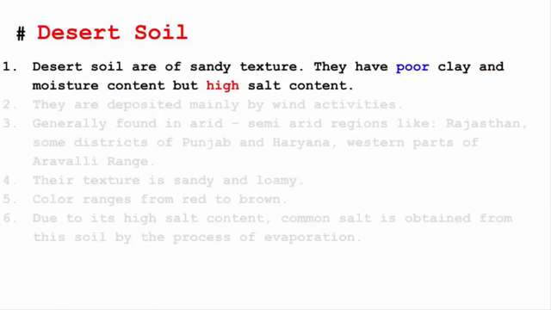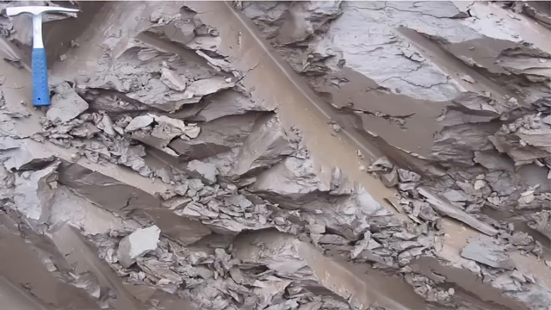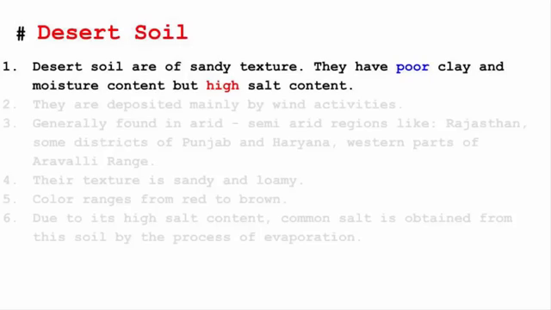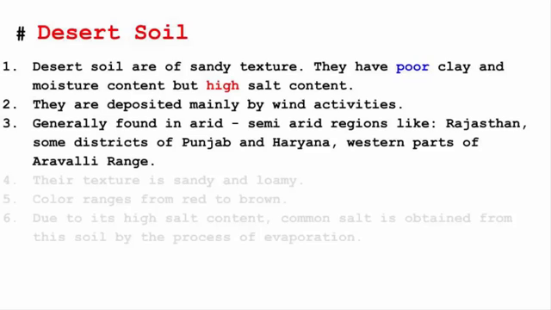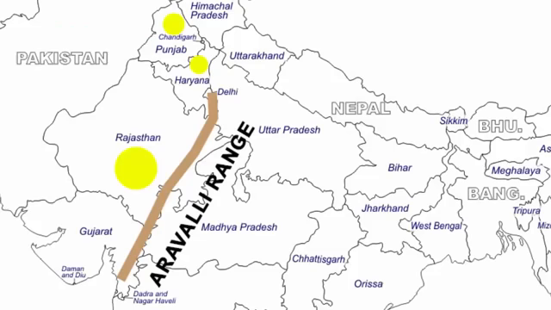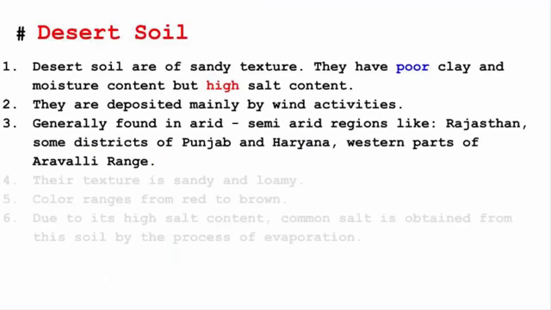Desert soil. We know it is of sandy texture, and the reason is the lack of clay content in it and moisture content. So clay is nothing but this sticky substance which holds the debris together. If there is no moisture or clay content in a soil, then it is going to be very loose like sand. They are deposited mainly by wind activities. Think about the sand dunes in desert. These types of soils are generally found in arid and semi-arid regions like Rajasthan, some districts of Punjab and Haryana, western parts of Aravalli range. Arid region is nothing but dry region.